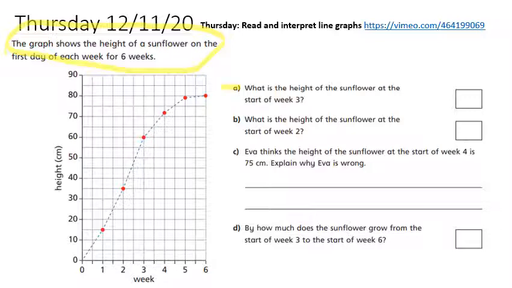So you find week 3. So you go up, oops, along the line. Oh, I've hit the line. So now I need to go across. And obviously it's 60 centimeters. Make sure you're looking carefully at the units as well.